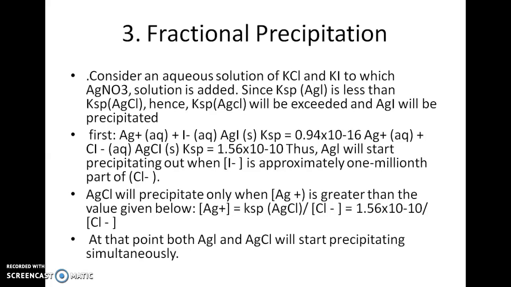First, Ag+ plus I-, which will be given as AgI. Its solubility product is 0.94 into 10 raised to minus 16. Ag+ plus Cl- gives AgCl, its solubility product is 1.56 into 10 raised to minus 10. Therefore, silver iodide will start precipitating out when I- is approximately one millionth part of Cl-. Here, silver chloride will precipitate only when the active mass of Ag+ is greater than the value given below.